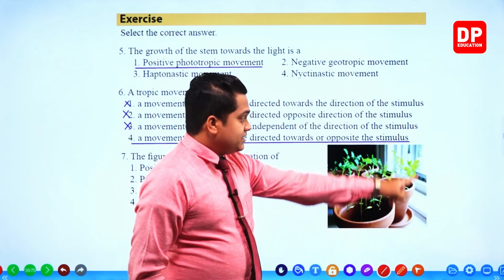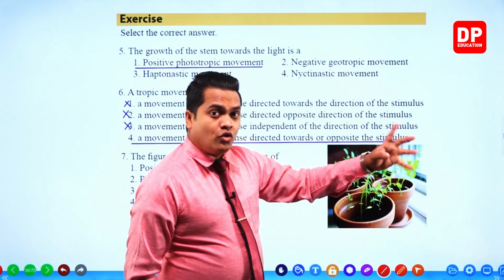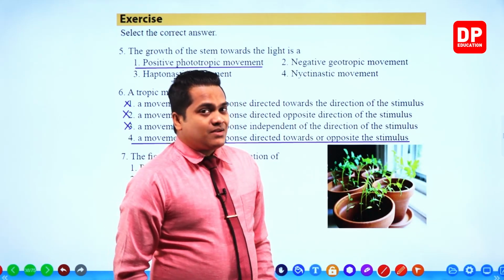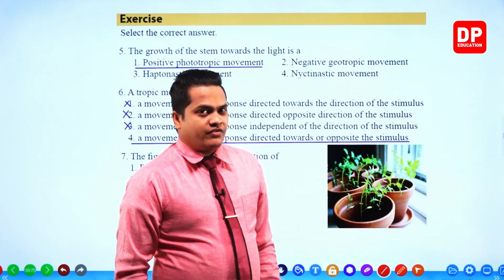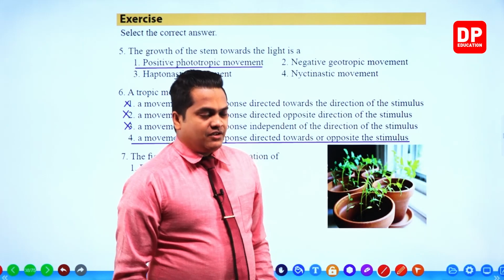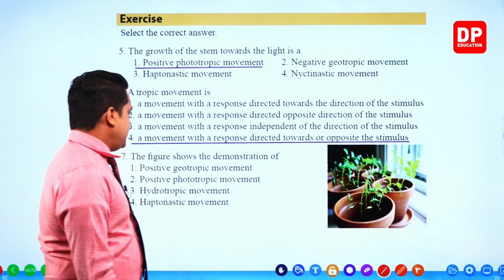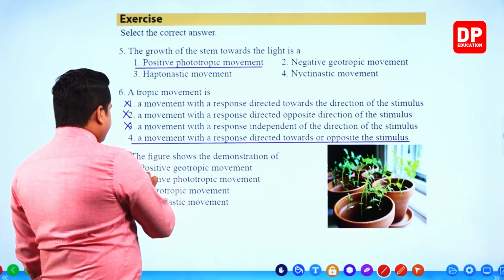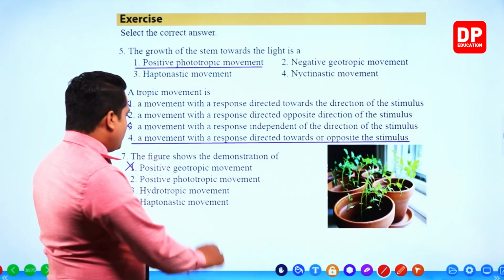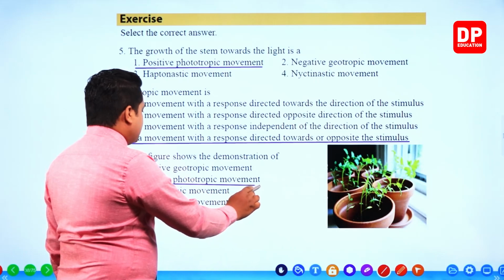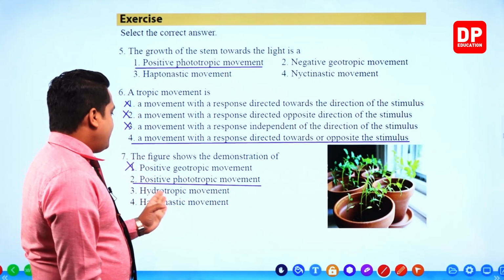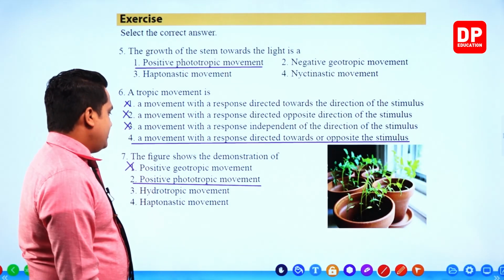So this is related to light, and it occurs towards the direction of the light. So it is a positive phototrophic movement. Let's see. Positive geotrophic movement, incorrect. Positive phototrophic movement, that would be our answer. Hydrotrophic, incorrect. Hydrotrophic, incorrect. Haptonastic, once again incorrect.